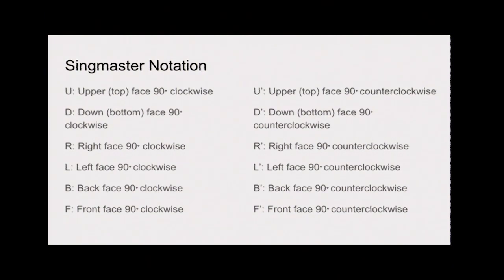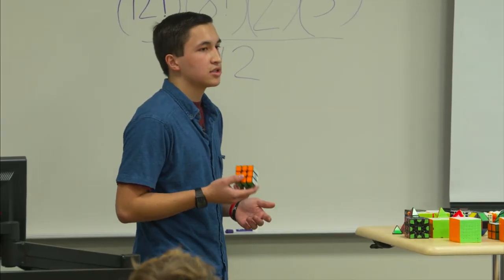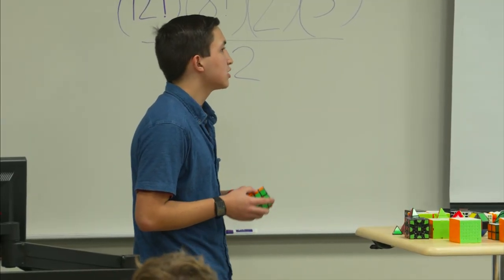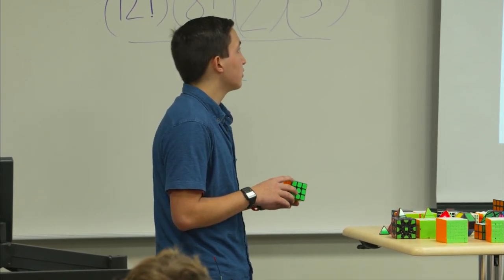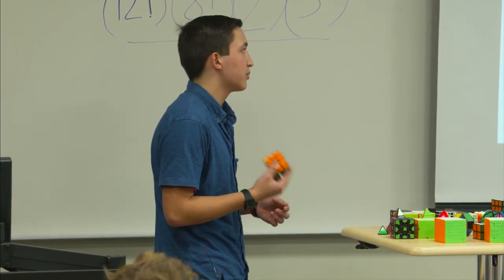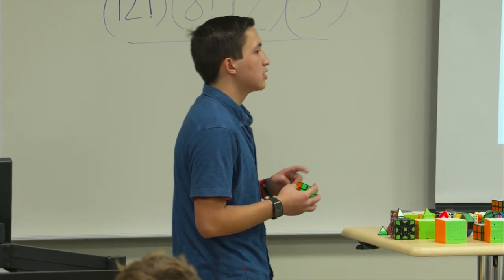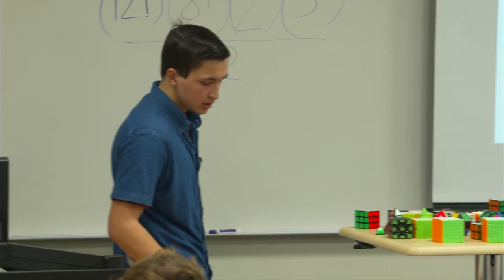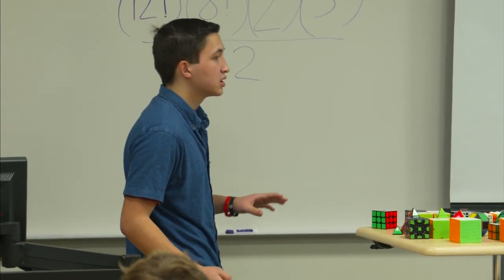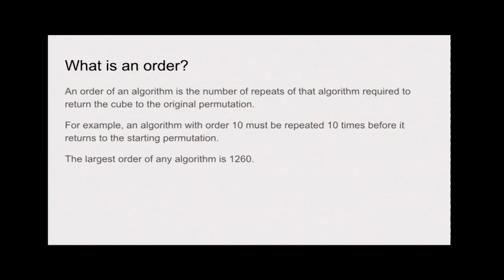In each algorithm, when you repeat it a certain amount of times, it will always go back to the permutation that you started on at some point. If you just keep repeating it over and over, it will always go back to the permutation that you started from. So that number of repetitions is called the order of an algorithm. The order of an algorithm is the number of repeats of that algorithm required to return the cube to the original permutation that you started on.